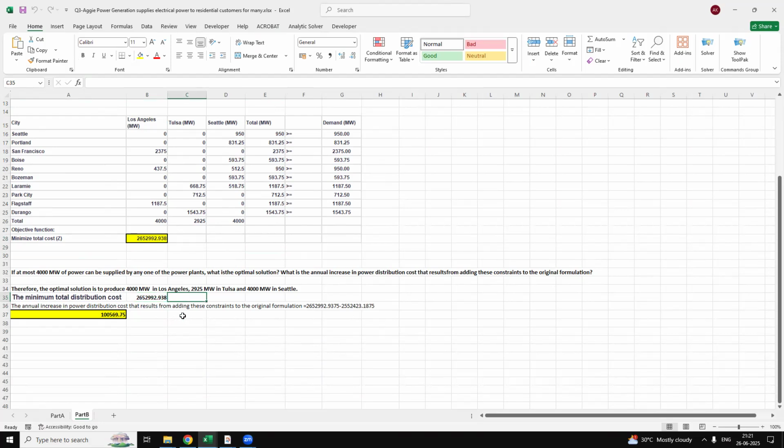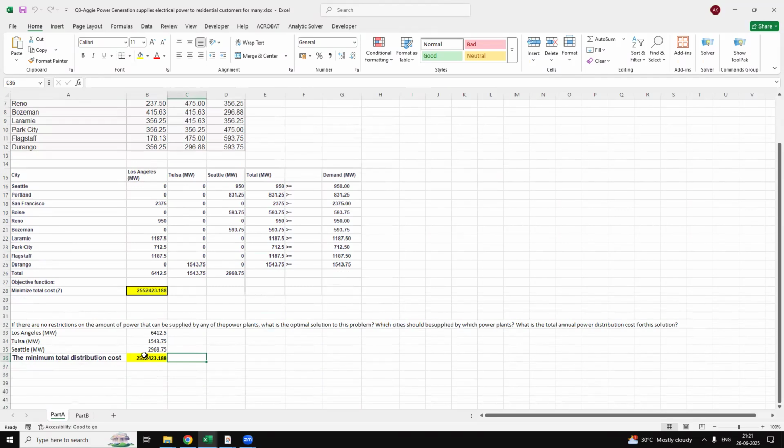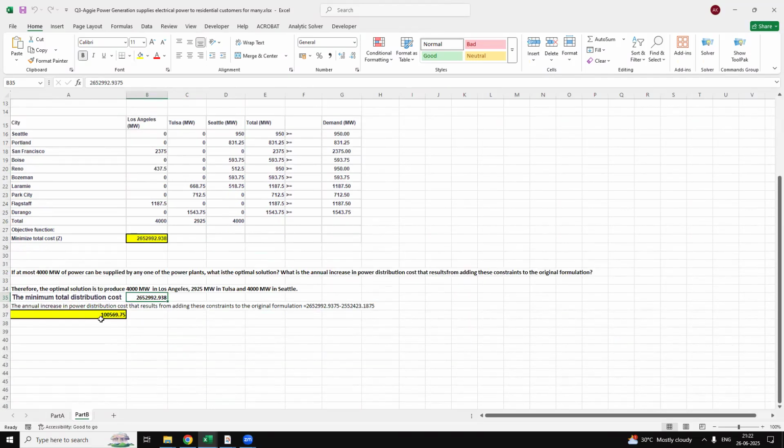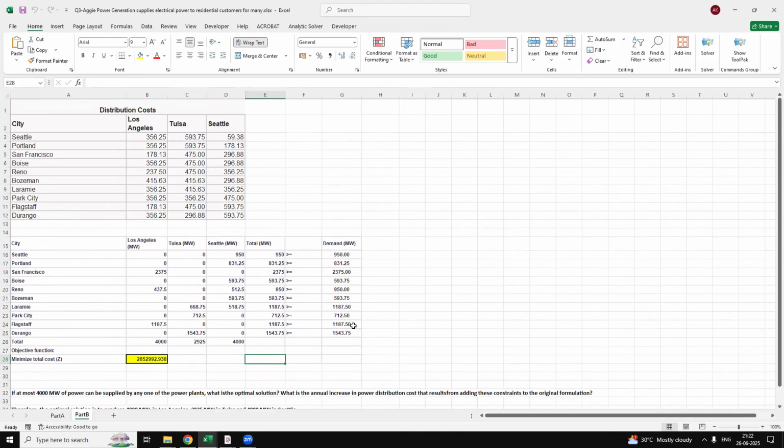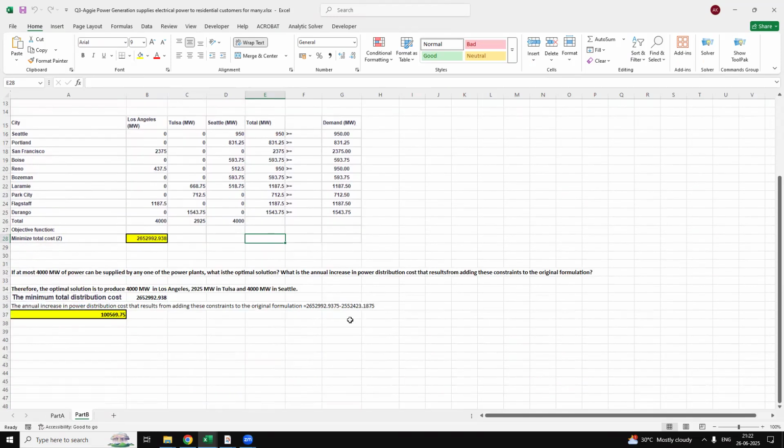65292.938, and the annual increase in the power distribution cost is this value. So this value is taken after deducting the part A solution, which is the minimum total distribution cost, from this value. Once I deduct it, my answer is this. So that is all in all this video.